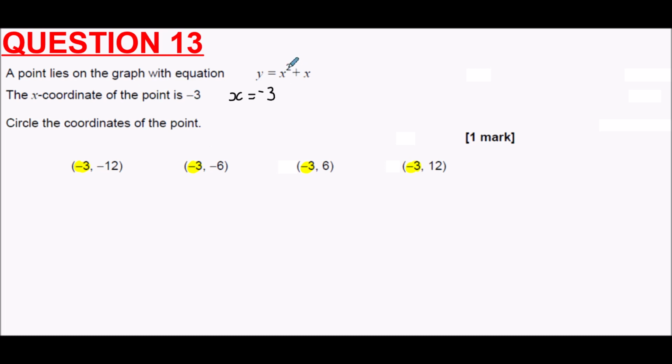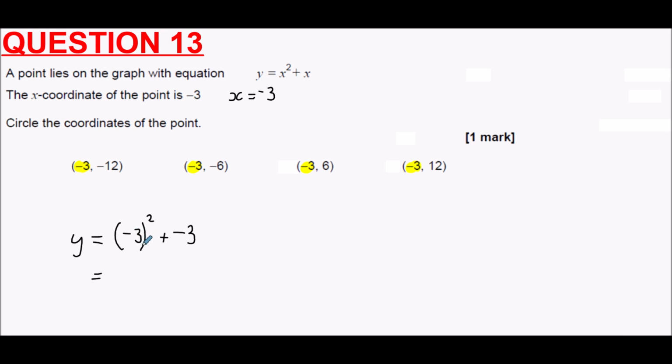So here what we have though is a recipe for working out what y is for any value of x we might want. And so when x is -3, y will be x squared, which is -3, all of that squared, plus -3.